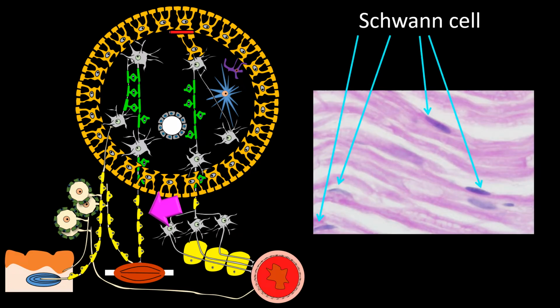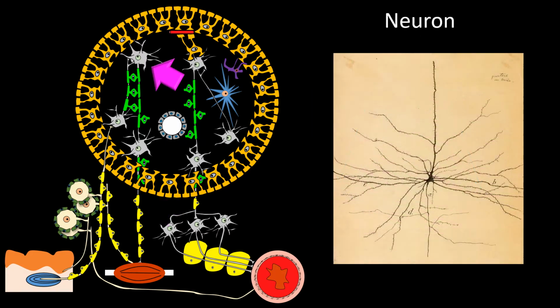The photo shown in this frame corresponds to Schwann cells. Especially noticeable is their elongated nuclei. The arrow in this drawing points to one neuron. This is one of the original drawings of a neuron made by Ramón y Cajal.